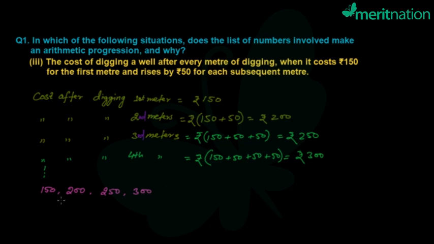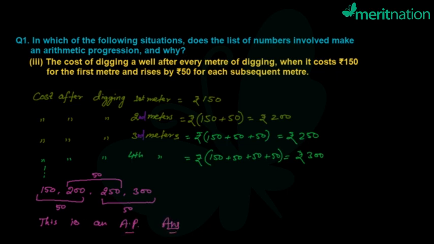Okay, now let's check if the differences between the terms are the same. The difference between the first two terms is 50. The difference between the next two terms is again 50. The difference between the last two terms is again 50. So we see that the differences between the terms are always the same. So we can say this is an AP.